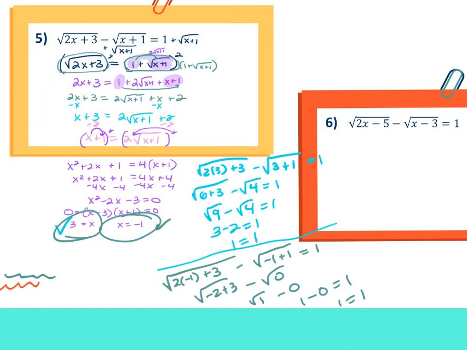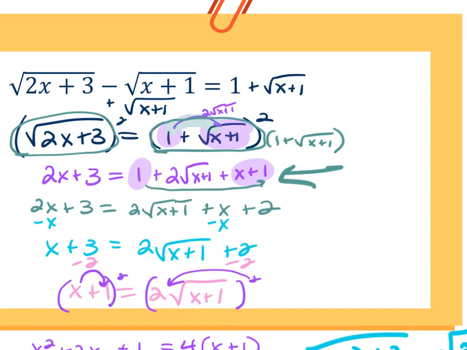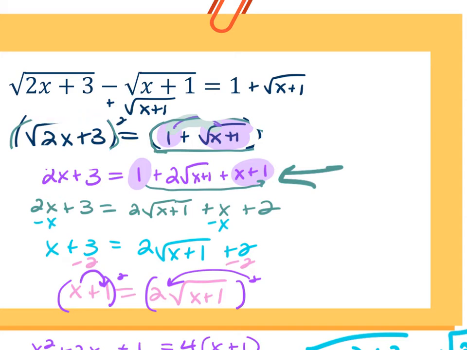Questions on that one? I'm a little confused about what you did for the step before that. Okay, so I was here, and it was this equals the square root of that. To get rid of this square root, I had to square both sides. So we squared this and we squared this.